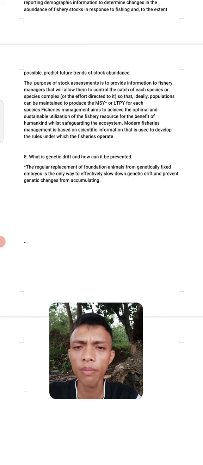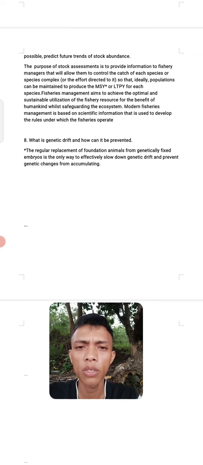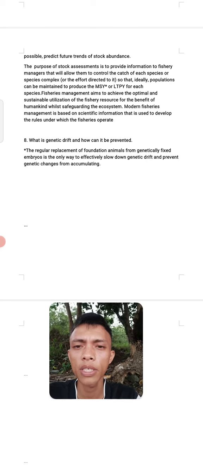Number 8 question: What is genetic drift and how can it be prevented? The regular replacement of foundation animals with genetically fixed embryos is the only way to effectively slow down genetic drift and prevent genetic changes from accumulating.